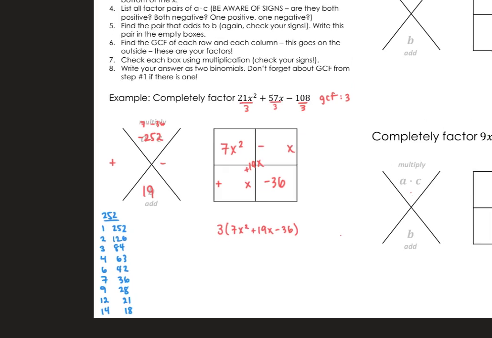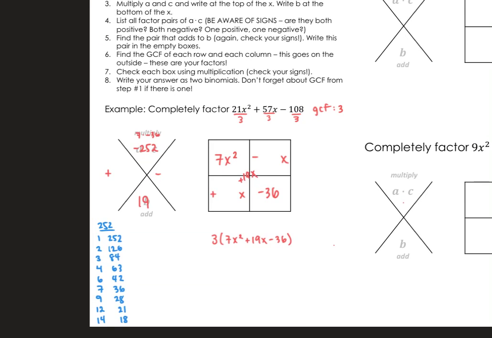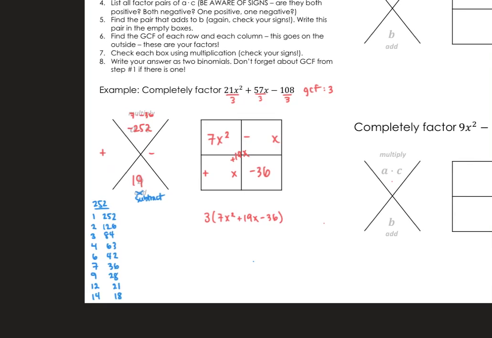So what we're looking for in this step, right now we're at step 5, is the pair that adds to make B. Remember, since one's positive and one's negative, we're actually looking for a pair that's going to subtract to make B, because they're going to be opposite signs. So really they're subtracting. Scanning our list, 1 and 252, that's not going to work.